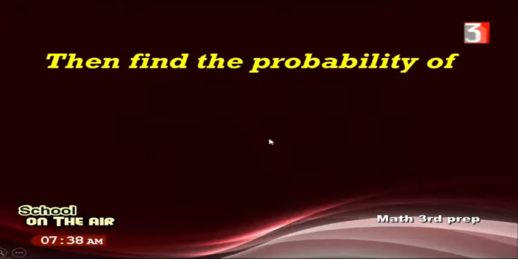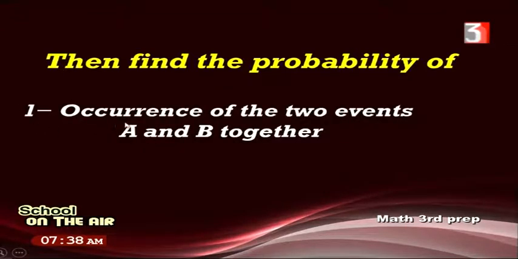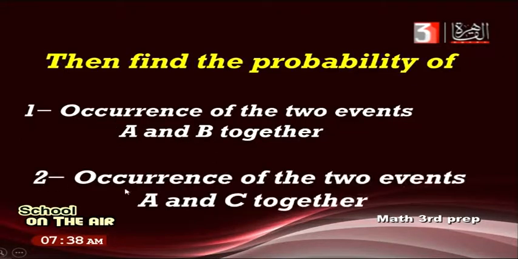Then find the probability of, first, occurrence of the two events A and B together. Second, occurrence of the two events A and B together.